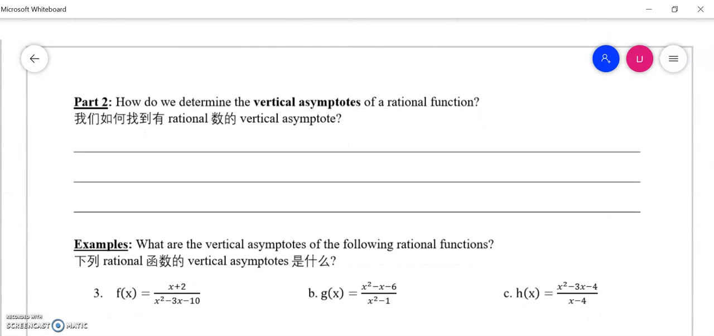how do we determine the vertical asymptotes of a rational function? Vertical asymptotes, remember, are those dotted lines. So let's say you have a graph of a rational function. Maybe you have a graph of a function that's like this. You're going to have a vertical asymptote, just like that. How do we determine where these are? And that's actually going to have a lot to do with the domain and simplifying rational expressions. So what we do, we have to factor the numerator and the denominator.